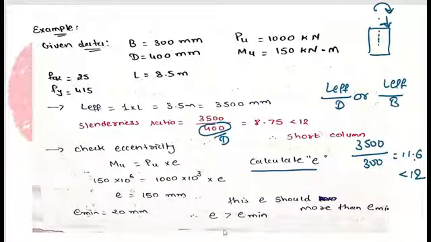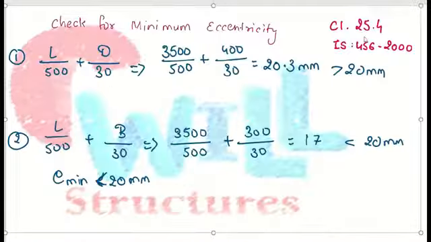Okay, now see here, your design eccentricity should always be more than e minimum. For uni-axial and biaxial types of column, the design eccentricity should be more than e minimum. Okay, now let's calculate e minimum. As per clause number 25.4 of IS 456-2000, we can determine the minimum eccentricity. The formula for minimum eccentricity is unsupported length of column upon 500 plus lateral dimension upon 30. So if we consider e minimum for the larger lateral dimension, with unsupported length of column L, it means 3500 upon 500 plus 400, that is the larger lateral dimension, upon 30.